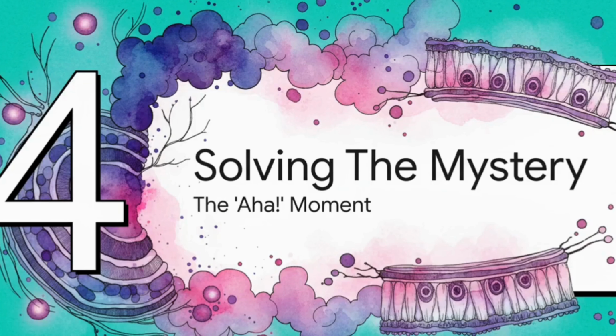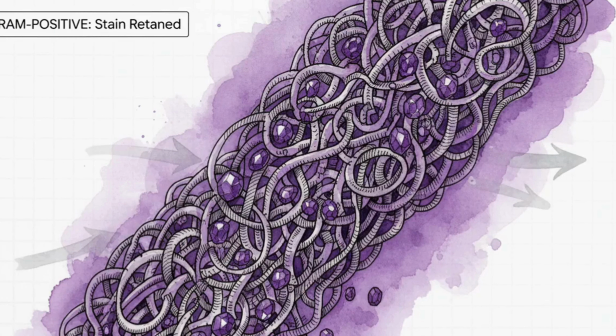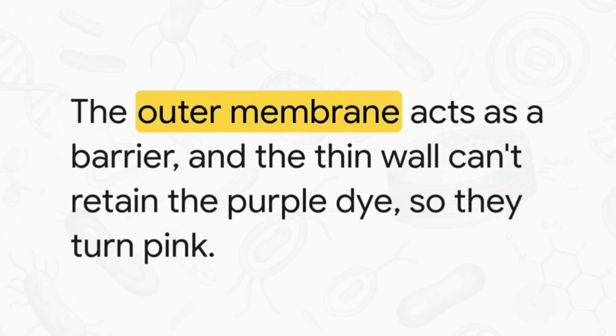In gram positive bacteria, the purple dye goes deep into the thick wall. It gets trapped there. Iodine locks it in place, so when alcohol is used, the dye does not come out. The cell stays purple. In gram negative bacteria, the outer membrane blocks the dye. Only a little enters and it is easily removed by alcohol. So the cell becomes colorless. Then it absorbs the pink dye, so it appears pink. Mystery solved.